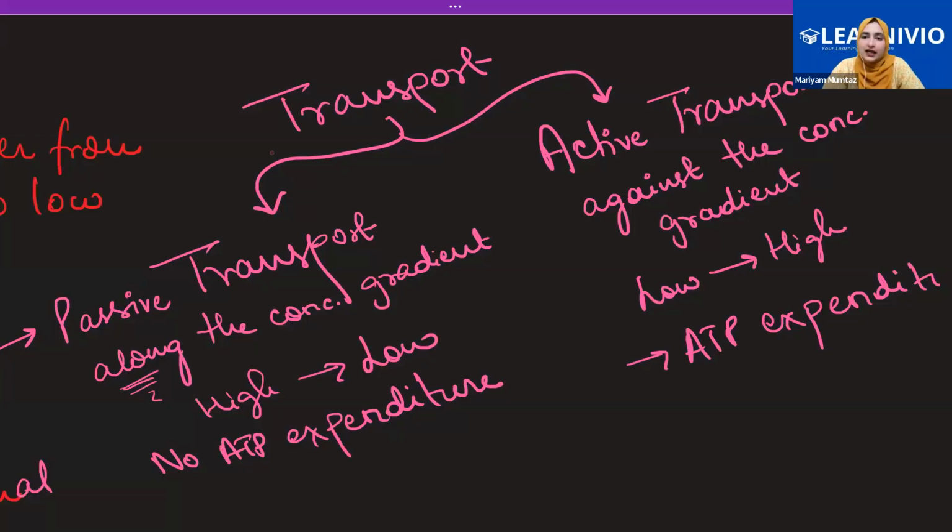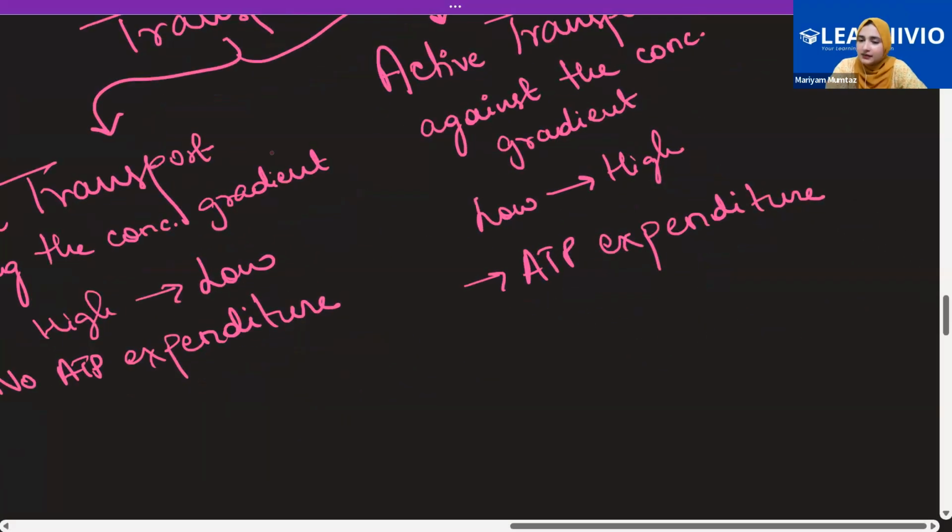Whereas when we talk about active transport, this is the one which happens from low to high concentration. It's like against the gradient. So here ATP will be utilized. Clear? This much you've understood?